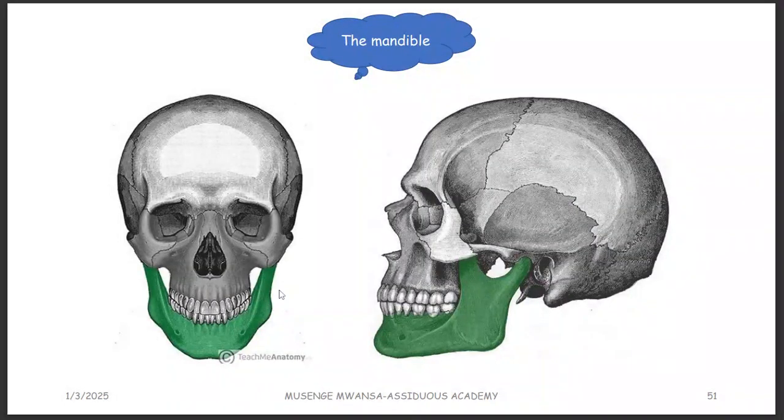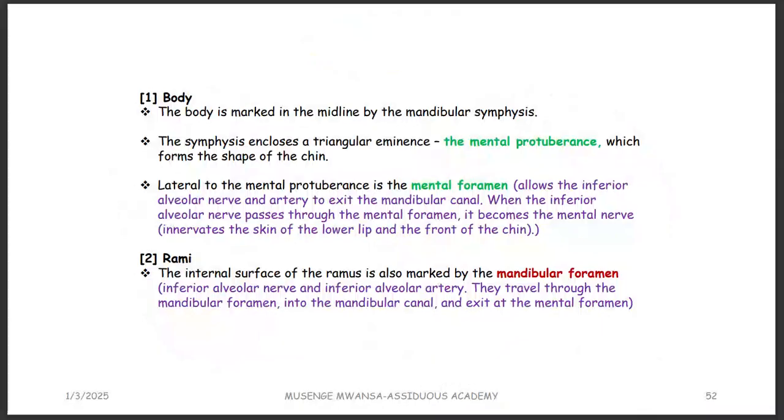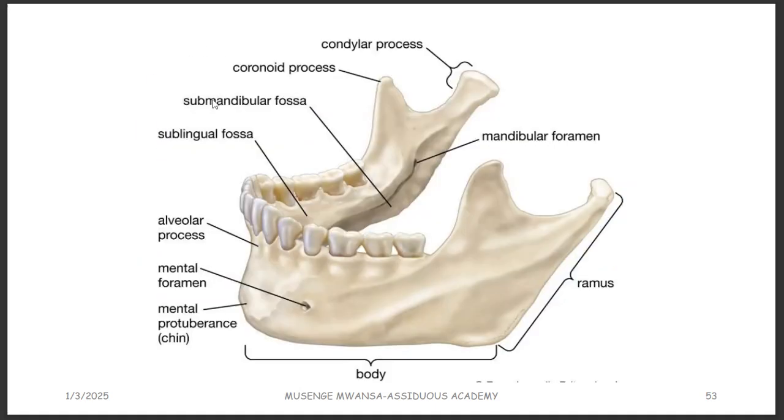The next bone we should understand is the mandible. This big bone here is actually the only movable bone that is found on the skull. It has got the body and the ramus. The body of the mandible is the biggest part. You can see the entire part from here to there, that's the body. And then from here going there, that's the ramus. At this point where it is turning, we call it the angle of the mandible. That's the angle of the mandible.